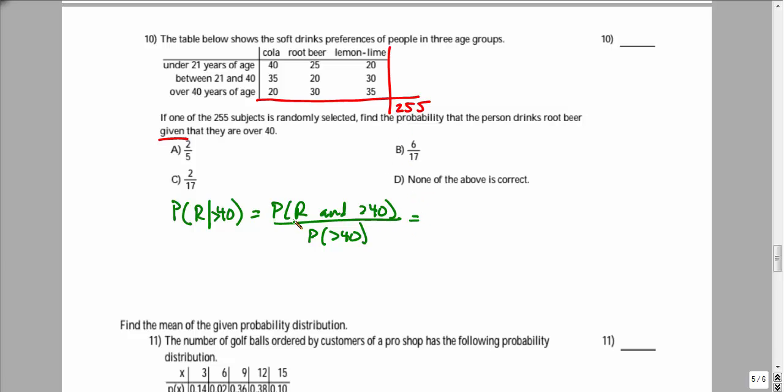So if we look up on our table here, the probability of root beer and over 40, so here's root beer, here's over 40, and they intersect right here at 30. That's going to be my numerator. Let me write that so you can see the number. So this piece right here is the probability of root beer and over 40. Okay, now we need the probability of being over 40. Well, that's just the total, so I'd have 20 plus 30 is 50, 50 plus 35 is 85. So this is the probability of being over 40.